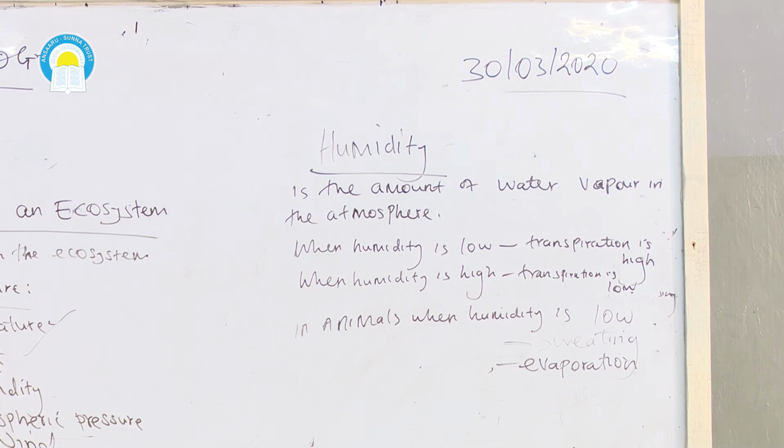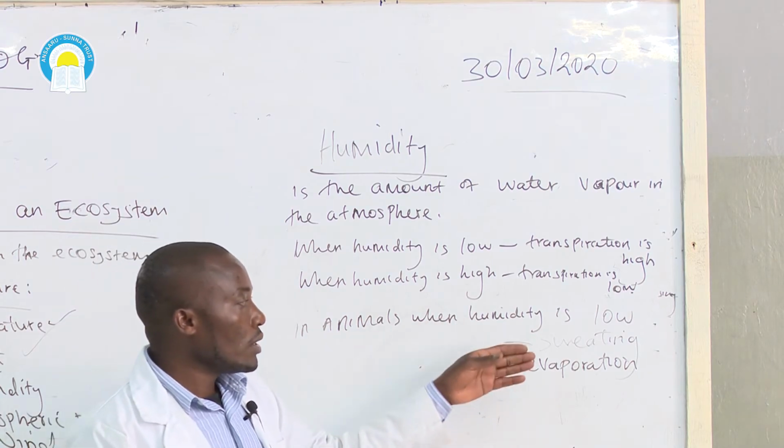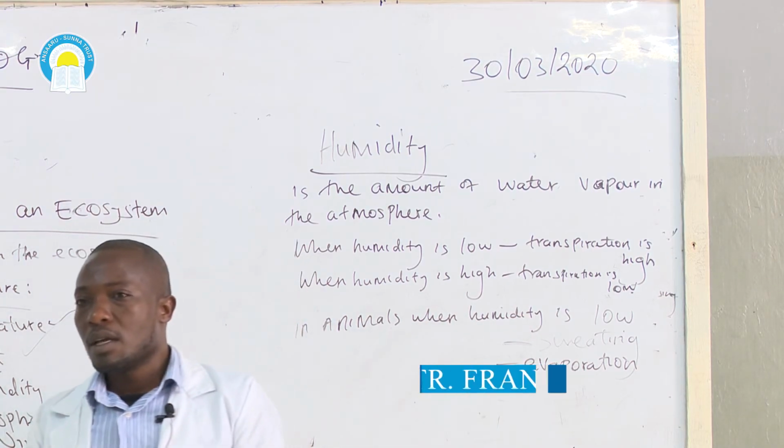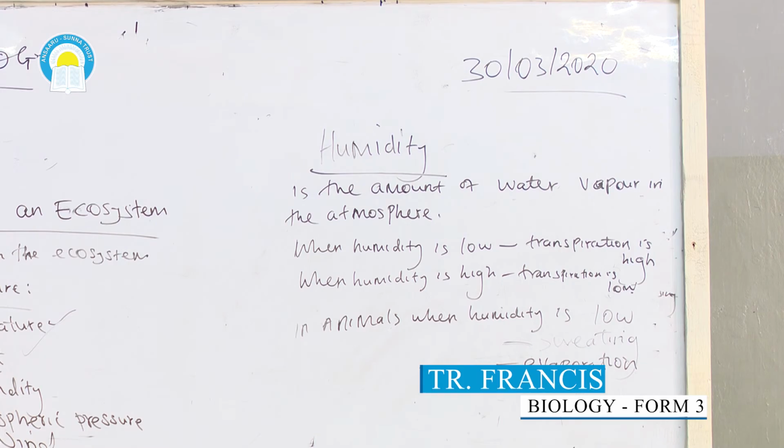Evaporation increases. That is, in animals at low humidity there is increased sweating, and at high humidity there is less sweating. So in animals when humidity is low, there is sweating and there is evaporation, meaning water goes into the atmosphere, so we are losing water to the atmosphere.